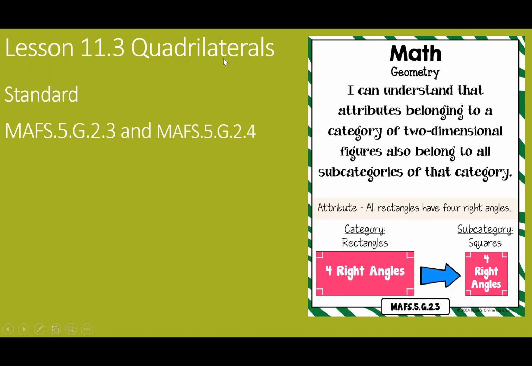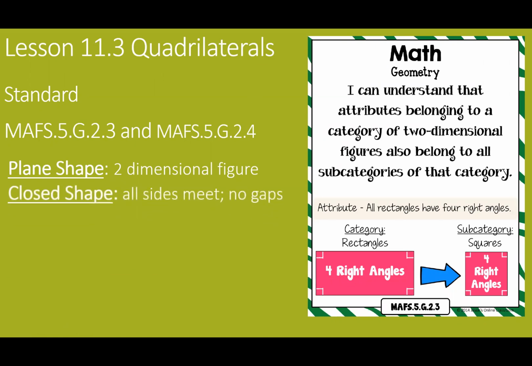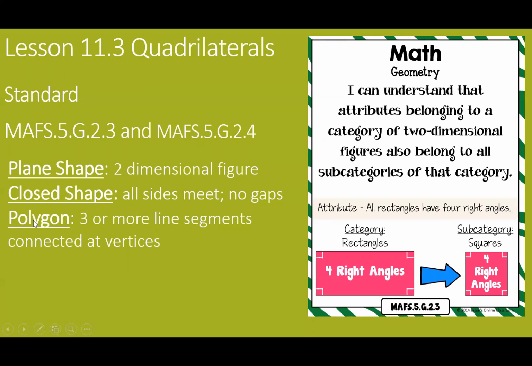Quadrilateral means four sides. So remember that a plane shape is a two-dimensional figure. And a closed shape means that all sides meet with no gaps. A polygon has three or more line segments connected at vertices. So a polygon is a special kind of closed shape. It's special because not only is it closed, but it's made of line segments that are connected at vertices.